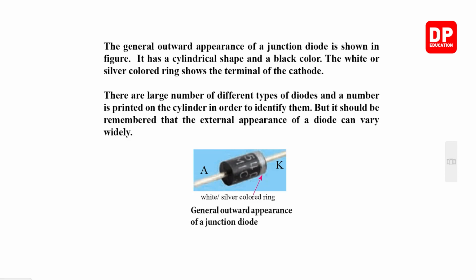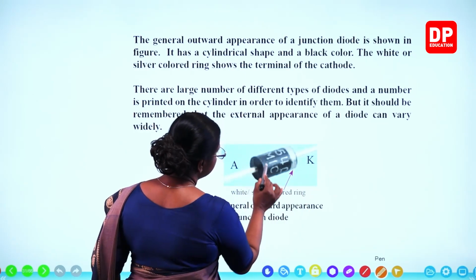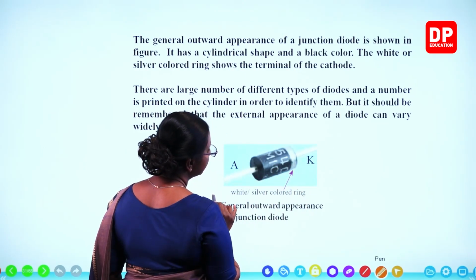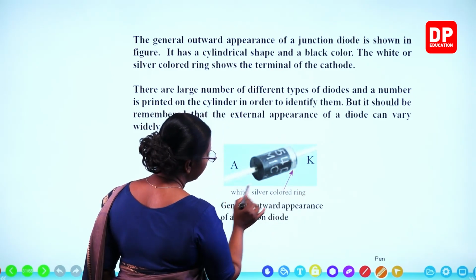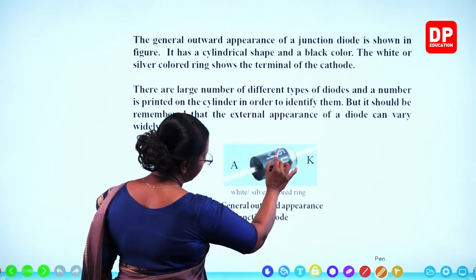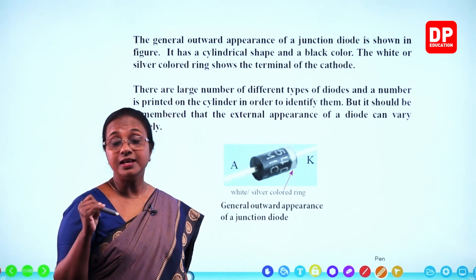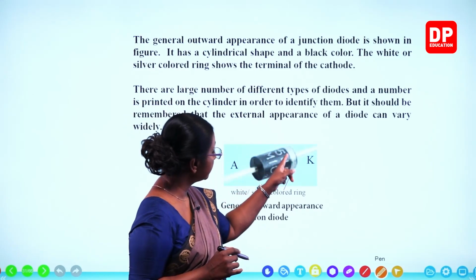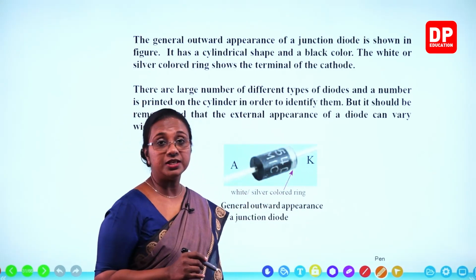Here you can see in this diagram we have a diode. This is the outward appearance. Now here you can see there are two terminals. This is like a cylindrical structure, and on this side there is a silver color or white color line, and here you can see the writing there. I told you all they are referred to by serial numbers. So that is what is written here. And A denotes the anode, K denotes the cathode.